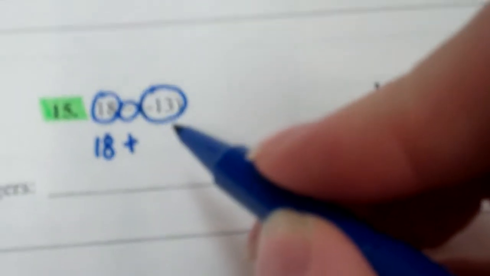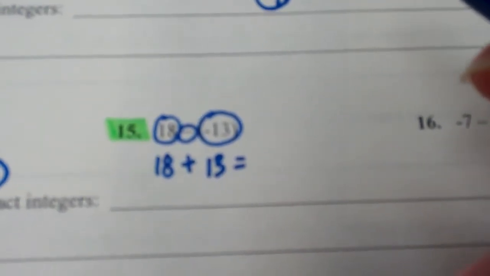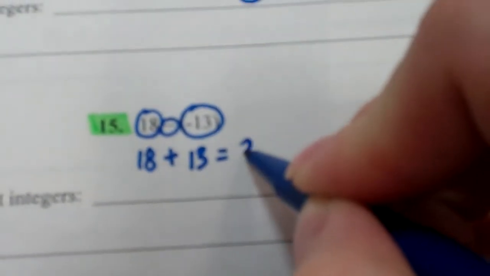Moving on to number 15 on the back side. We're going to do the same thing. Keep, flip, change. 18 stays the same. I keep it. Flip the minus to a plus. I change it. And I'm going to change -13 to +13. This is simple now. All I do is add. 18 plus 13 is 31.